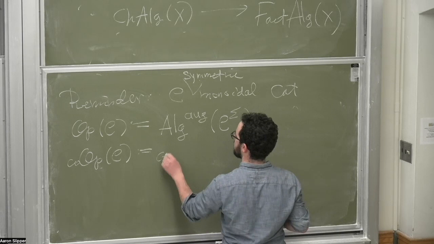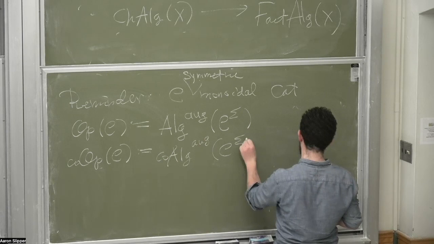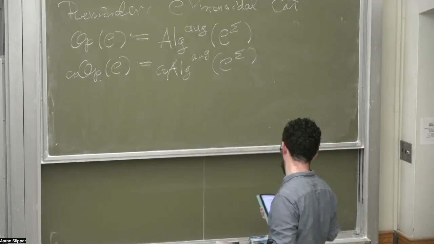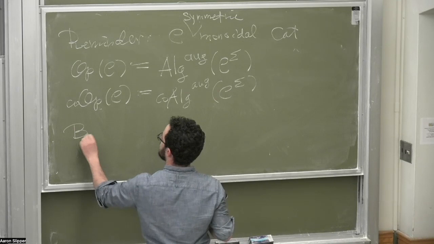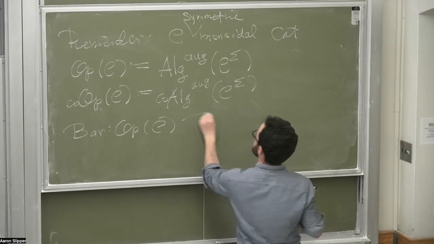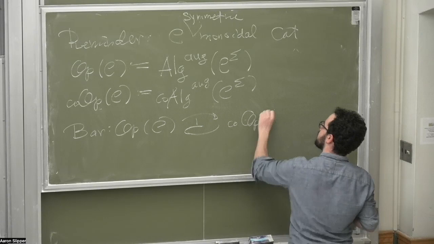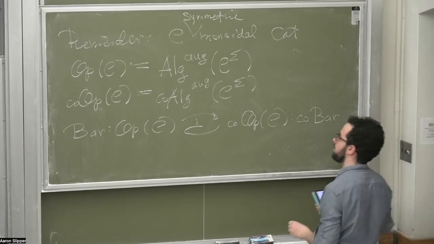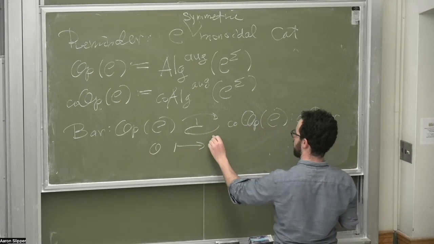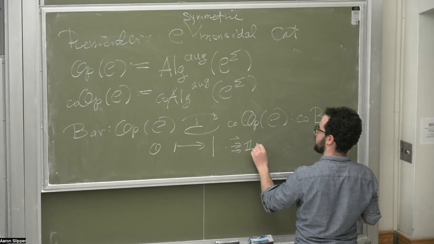So this is going to be co-algebra augmented by, again, cosynthesis. And then I think we define the bar construction. So that is at the junction between operad and co-operad, from operads in C to the other side, the co-operad functor. And what it is doing is sending O to the geometric realization of bar of O and 1.